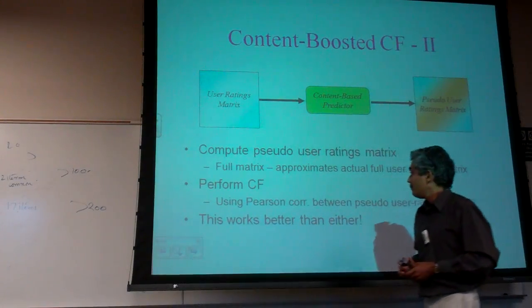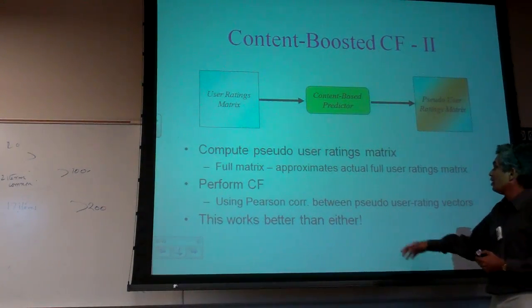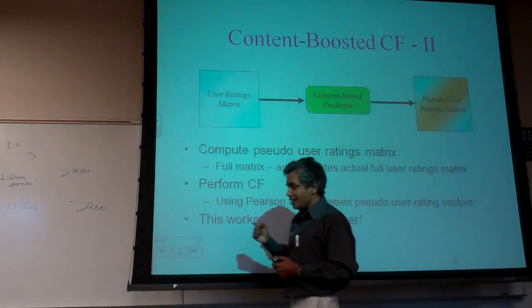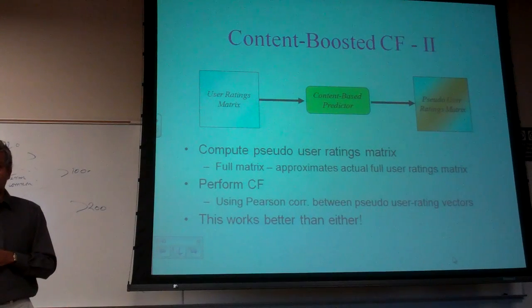Okay, so this works basically, so combining content-based and collaborative filtering this way works better than either. That's kind of nice. Yes? You're predicting what if the two movies don't have anything in common? How do you predict? What do you mean?